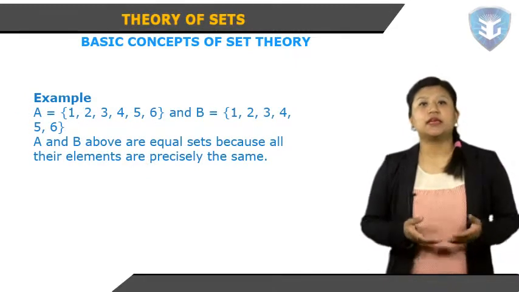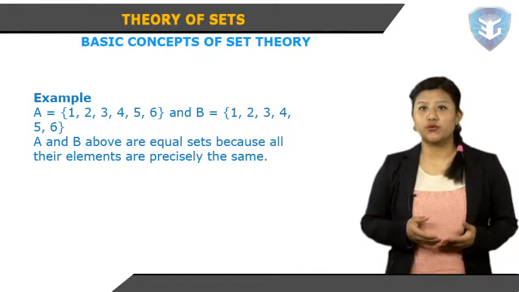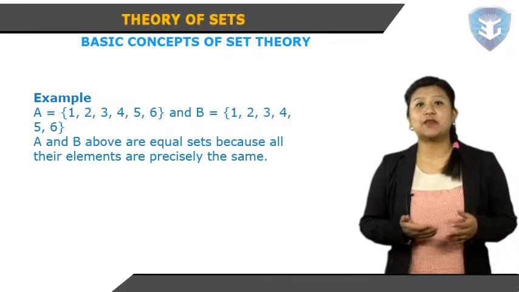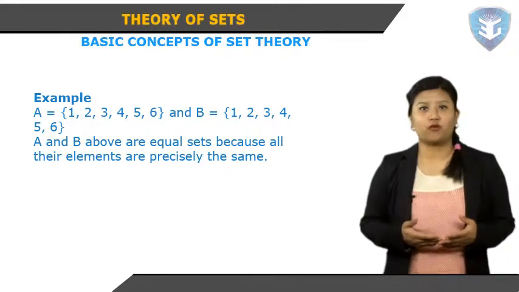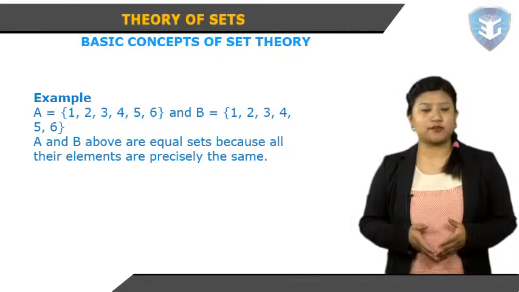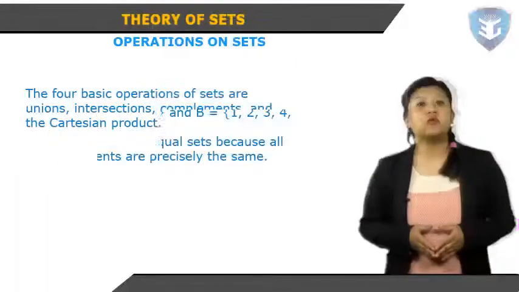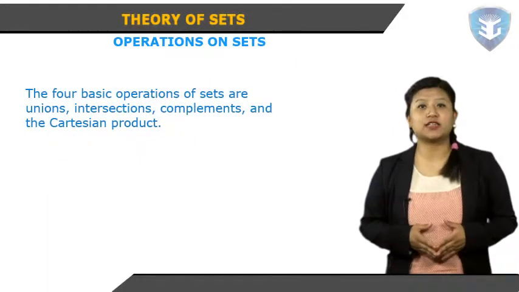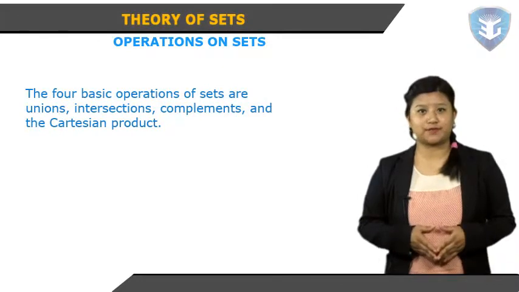For example, A equals 1, 2, 3, 4, 5, 6 and B equals 1, 2, 3, 4, 5, 6. A and B above are equal sets because all the elements are precisely the same. Now moving on to the next topic, we will study the operations on sets.